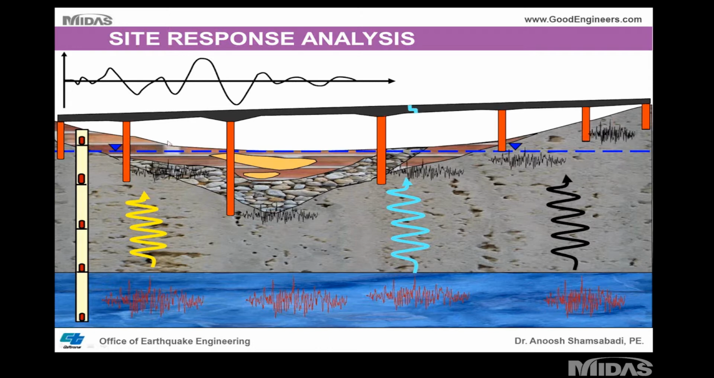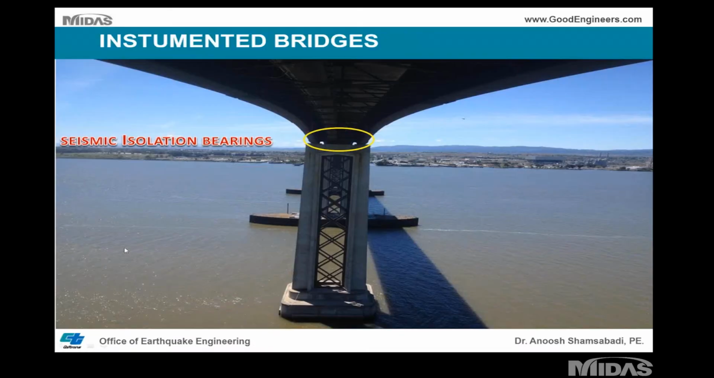So, like I said, we put instruments on the bridge and at various depths within the ground to get the recorded motion. This is one of the bridges that we have instrumented. This is, as a matter of fact, the Antioch Bridge. It's been recently retrofitted. We have base isolation. And the advantage of using base isolation is that you limit the force that goes to the column and to the foundation.